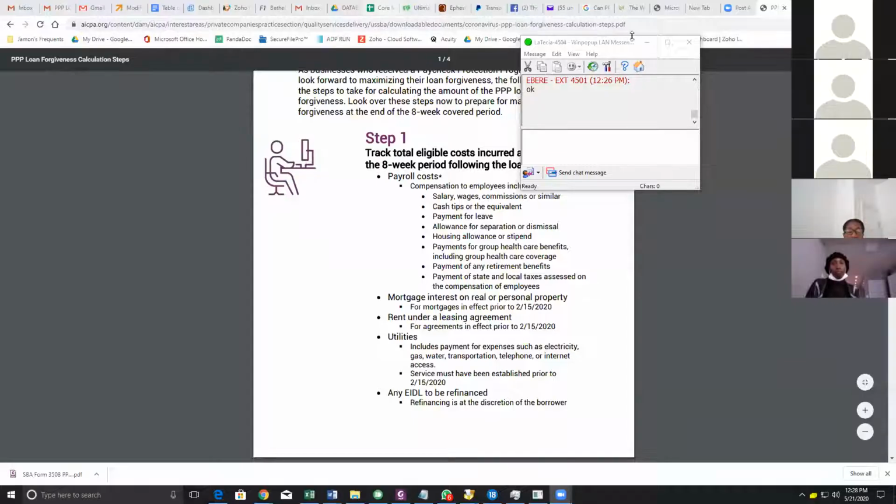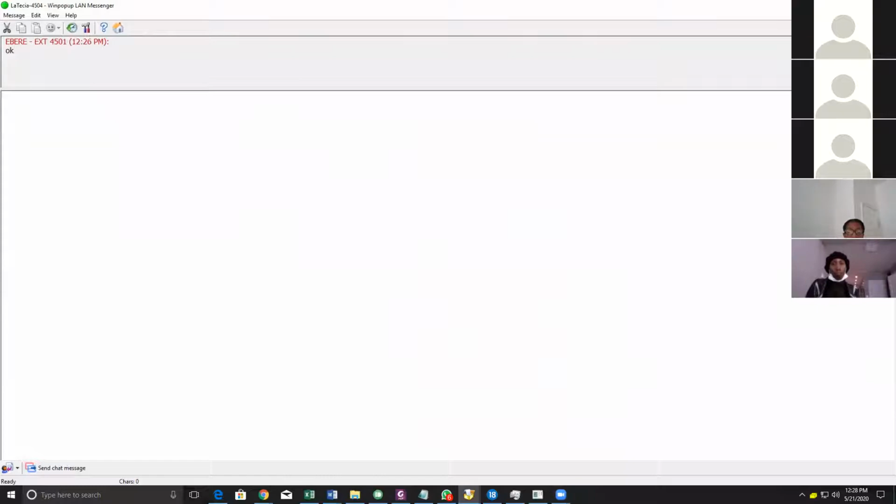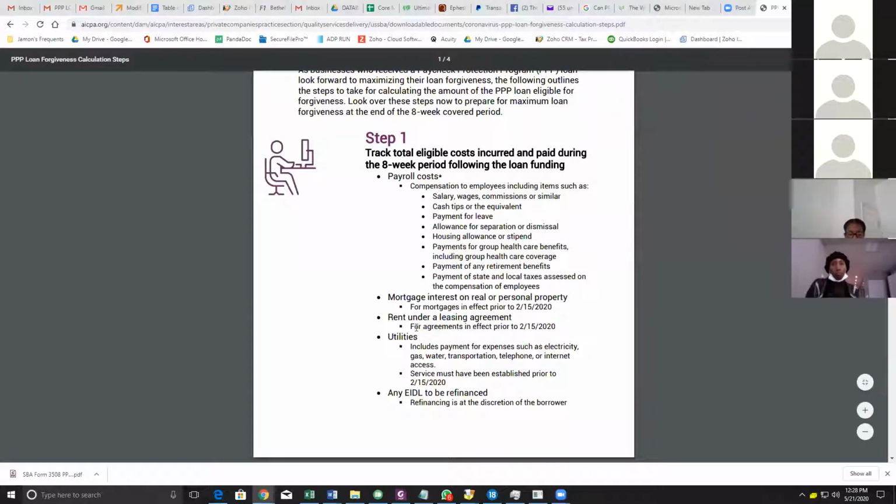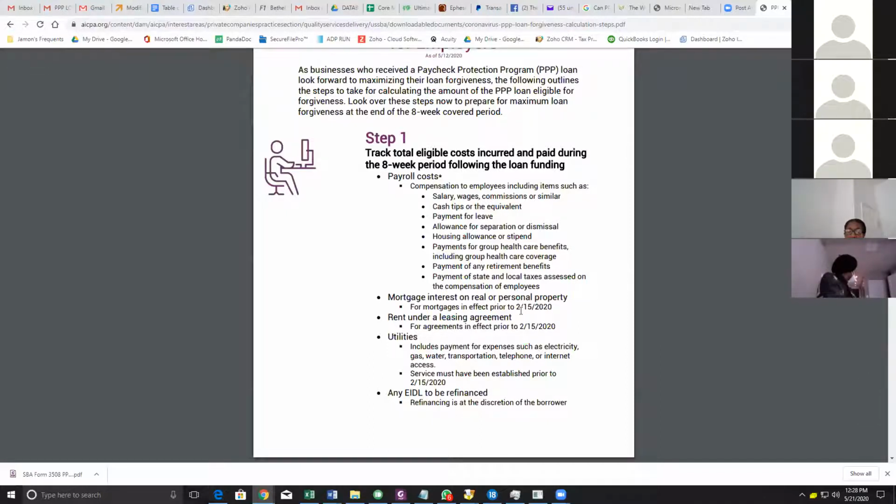Let me go ahead and share this screen. Now, these expenses needed to have been in place prior to 2020. So you see here where it says mortgage interest or real property for mortgages in effect prior to 2/15 for rent. So if we were not already paying mortgage interest, we were not already paying utilities and all that prior to the whole pandemic, you cannot turn around and pay it through the business now, unfortunately, until we get more guidance on that.